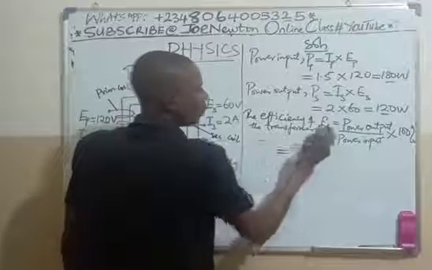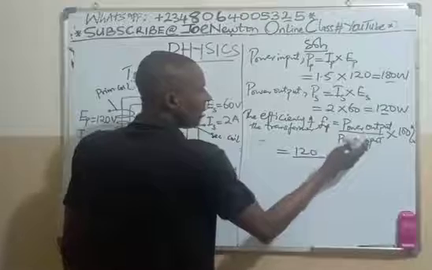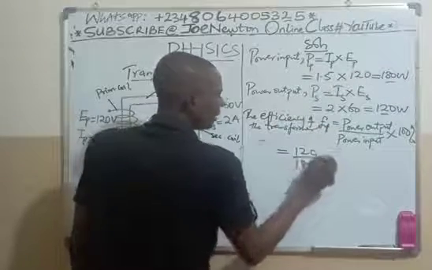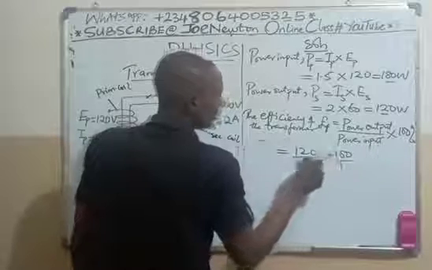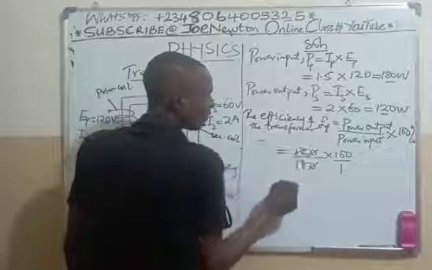Now, this is equal to the power output, the power in the secondary, which we obtain as 120. We substitute. The power input is the power in the primary, which we obtain as 180, times 100 over 1. So how do we cancel the zeros here? 12 divided by itself is 1, of course.